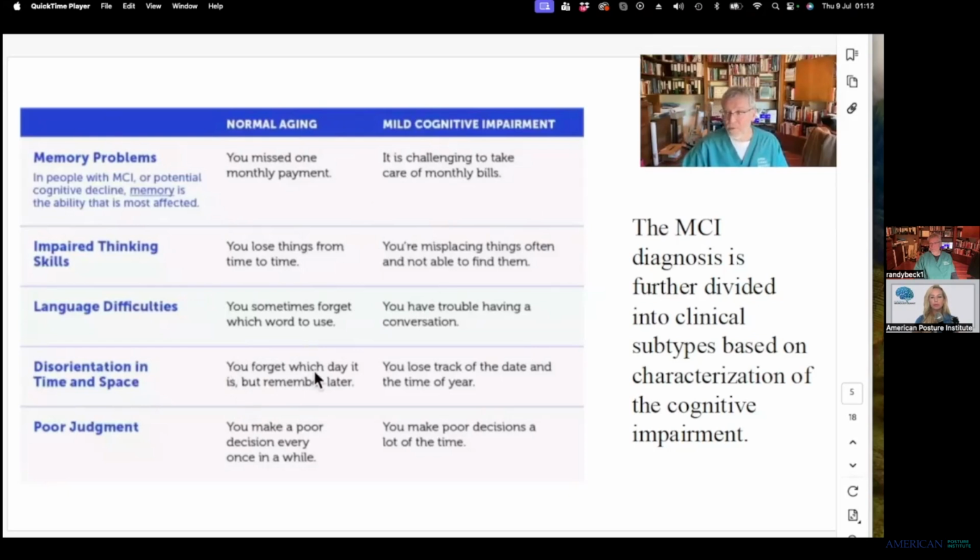Okay, so disorientation in time and space: you forget what day it is, but you remember later. Occasionally you'll have that in normal aging. Now, in mild cognitive impairment, you lose track of the date and time of the year, and it does not come back. You don't actually remember in a short span of time where you're at. So these are all examples of how these two may be differentiated. Poor judgment: you make a poor decision every once in a while, or you make poor decisions a lot of the time. So frequently making poor decisions falls into the mild cognitive impairment category.